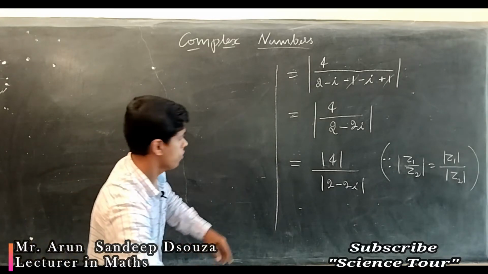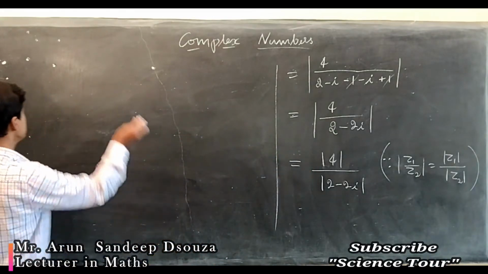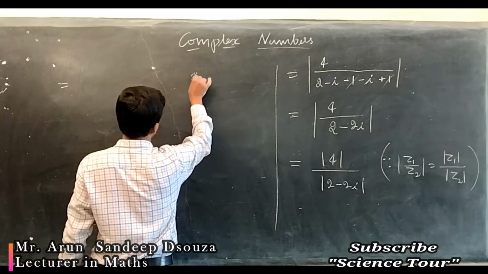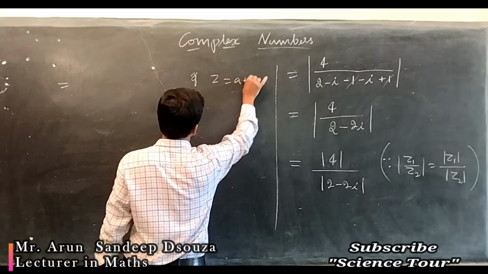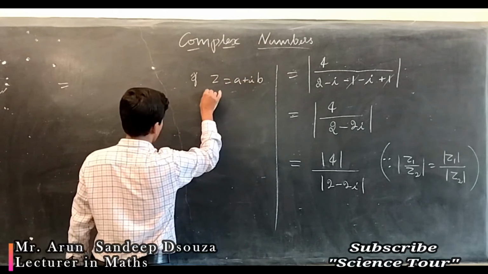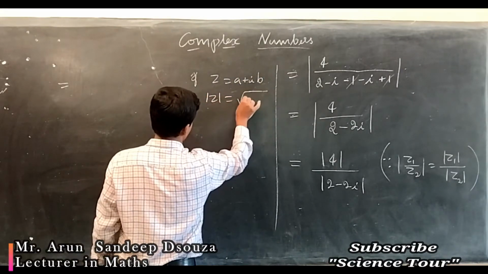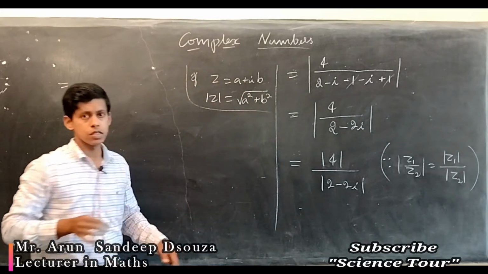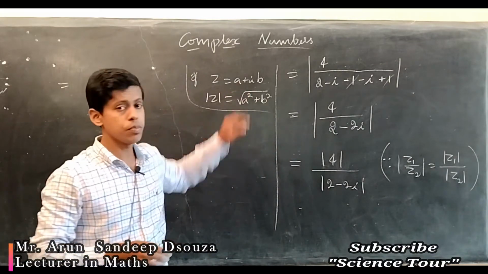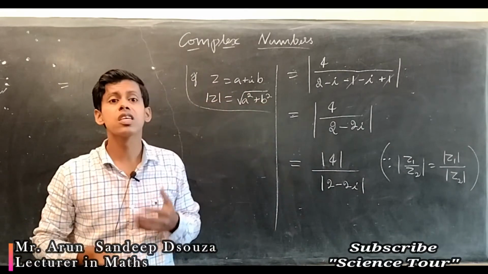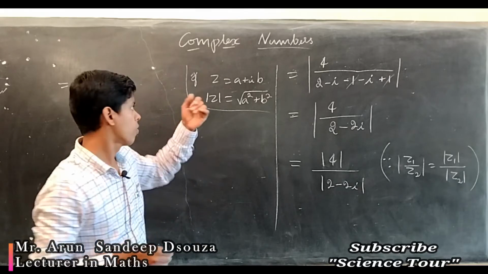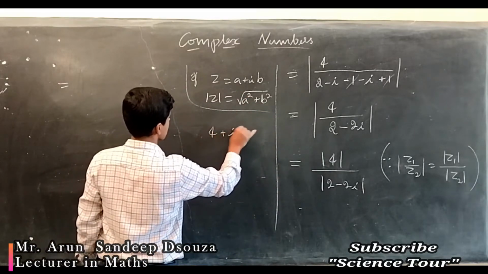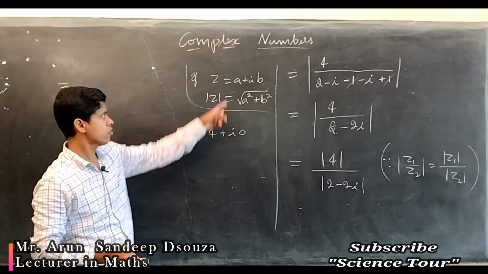Alright, now I am continuing from here. So what is modulus of 4? If z is equal to a plus ib, then what is mod z? Square root of a square plus b square, is it not? Remember that if the complex number is a plus ib, then its modulus is given by this formula. Now you have 4. What do you mean by 4? 4 plus i0. So that is in the form of a plus ib.